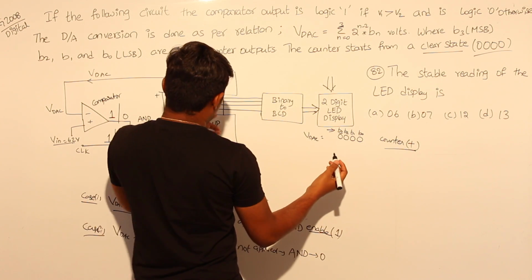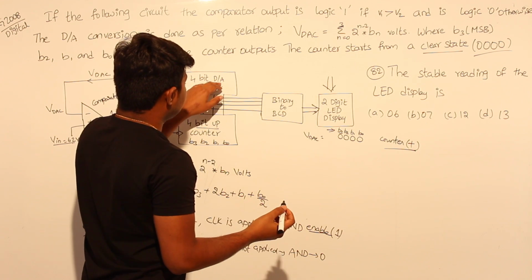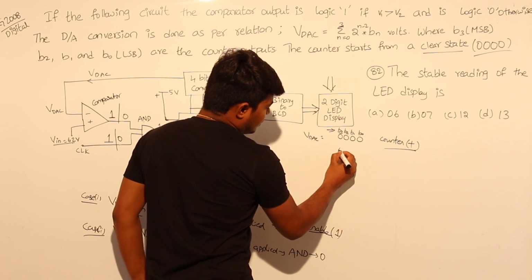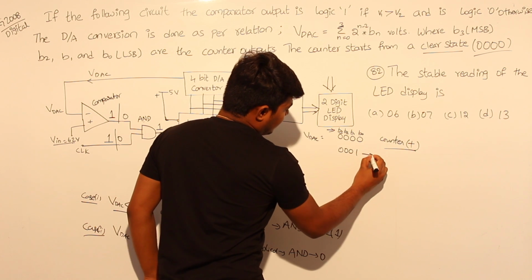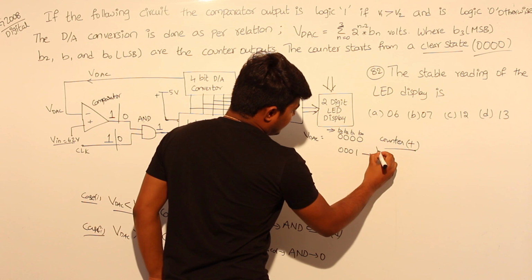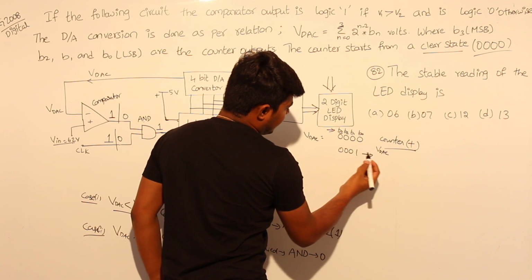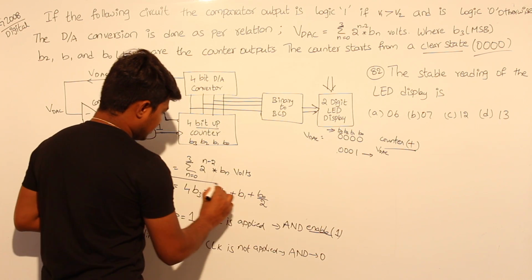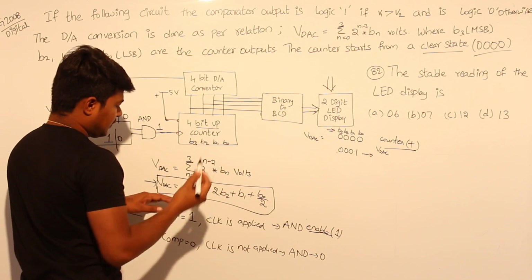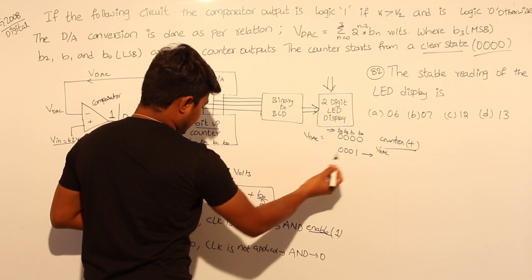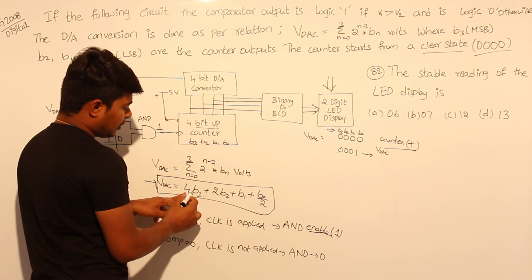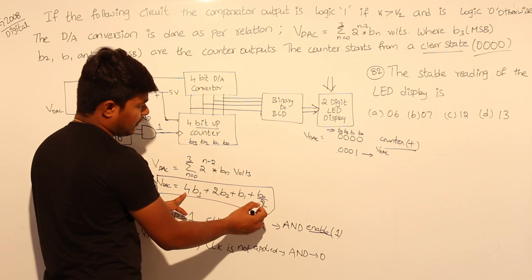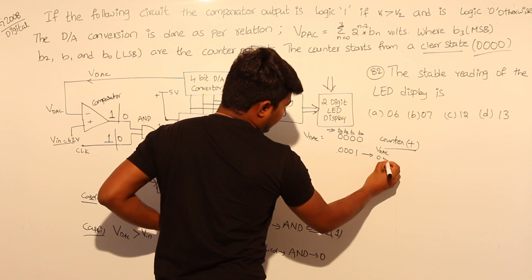The output of this counter is connected to the DAC, and VDAC, if you give 0, 0, 0, 1, you substitute these terms in this equation. If you substitute 0, 0, 0, 1 in this equation, you will get 4 into 0 plus 2 into 0 plus 0 plus half. So VDAC will be 0.5.